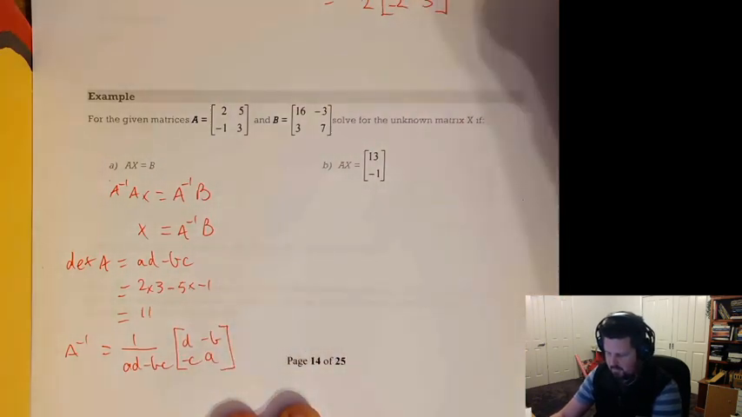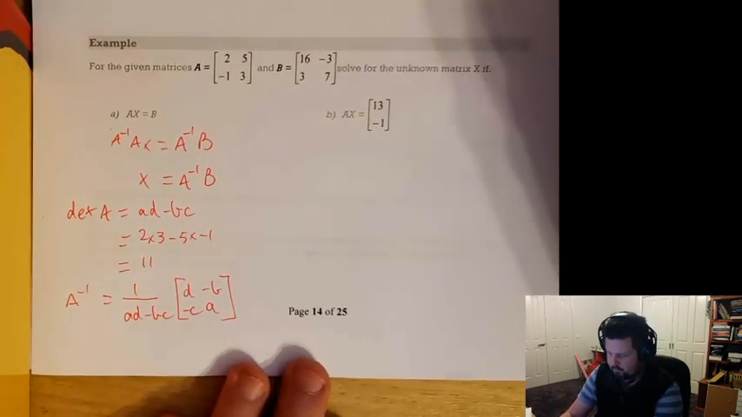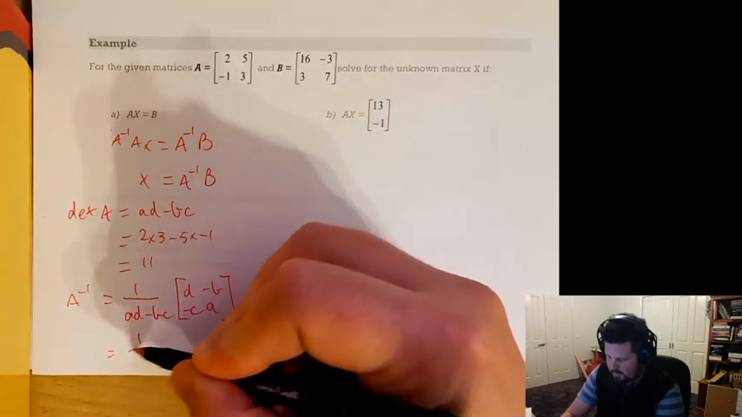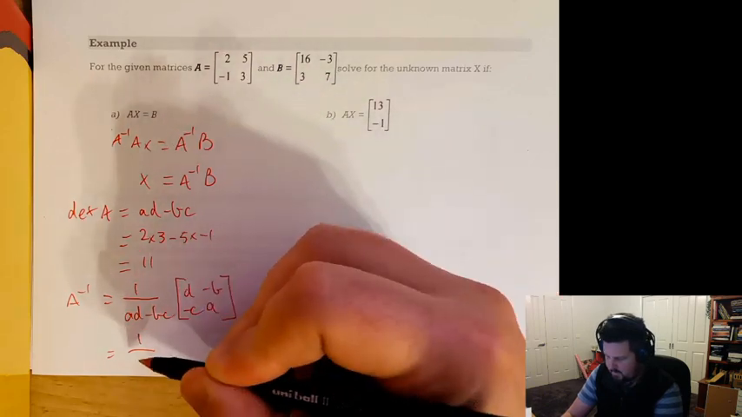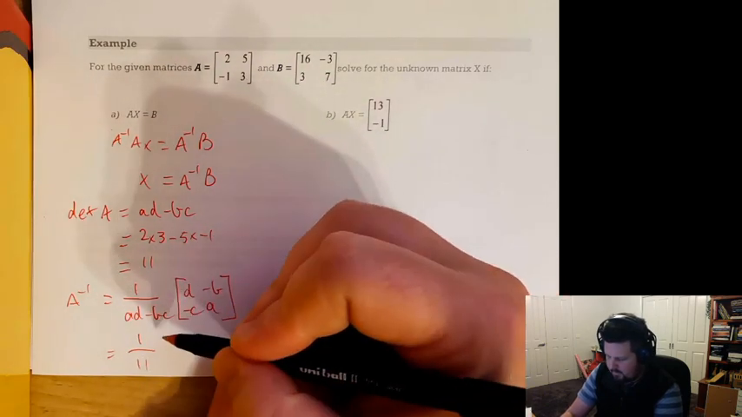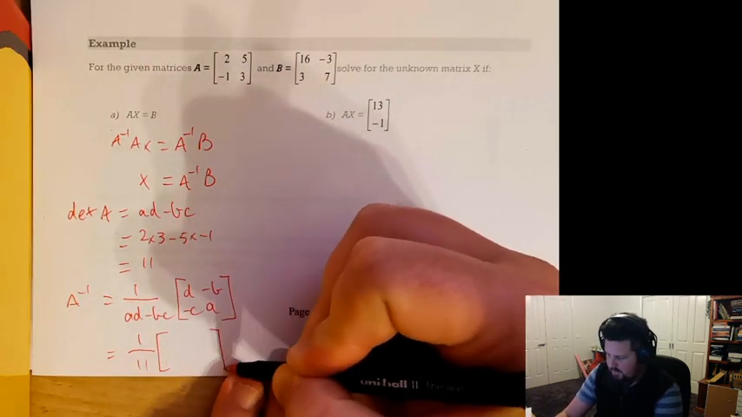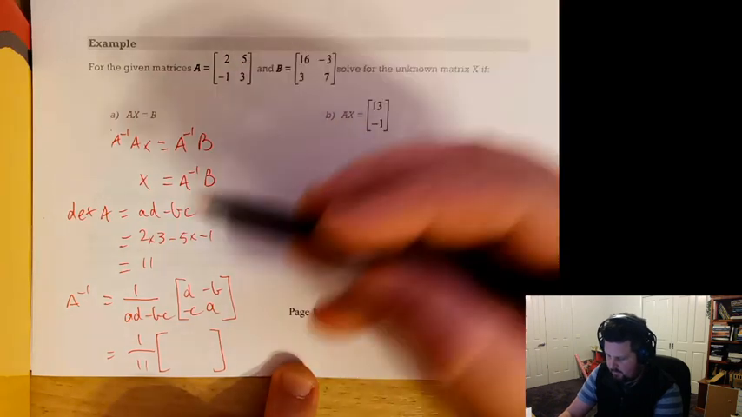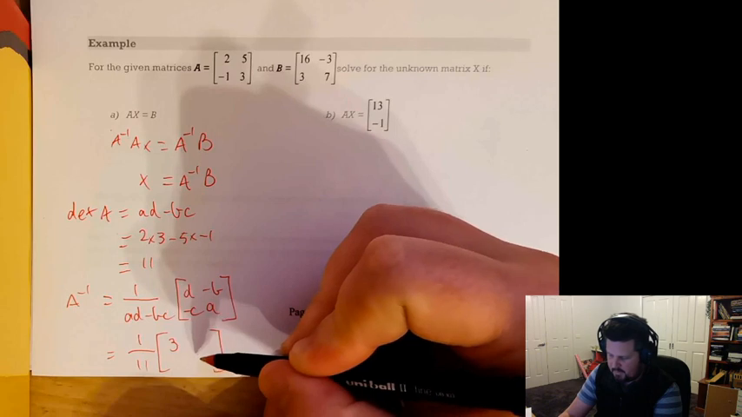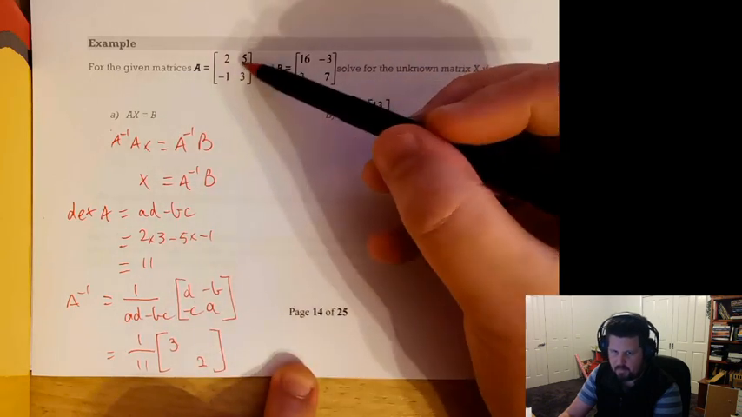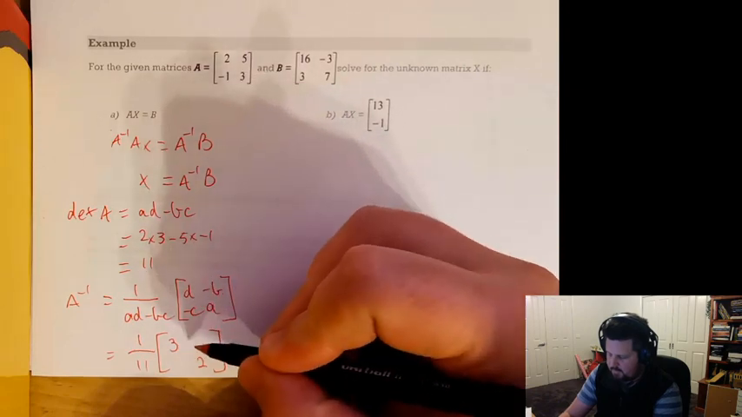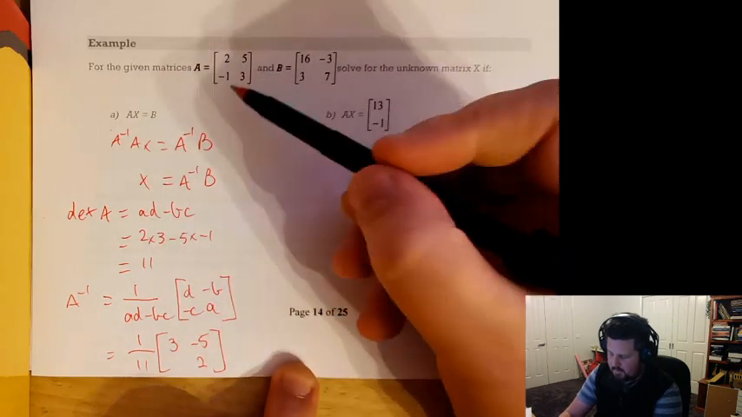Let's fill out the values we know. So it's going to be 1 over the determinant, which we worked out up here. It's 1 over 11. The A and D values will swap around, and the signs are going to swap on the alternate diagonal. So that was +5, it's going to become -5. This was -1, it becomes +1.